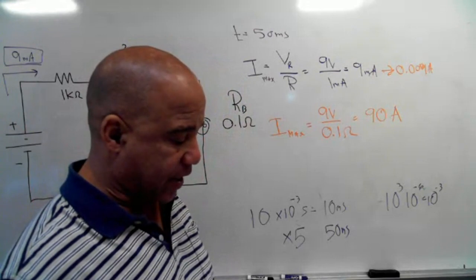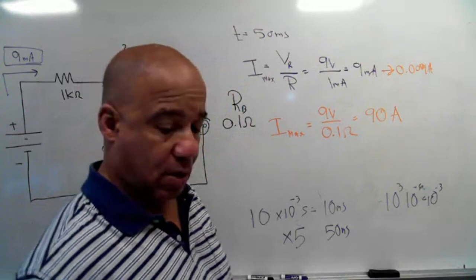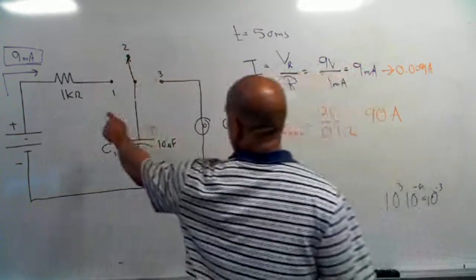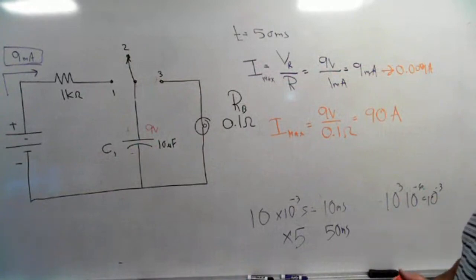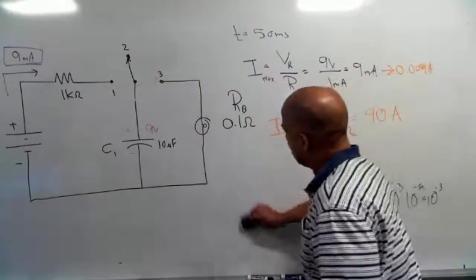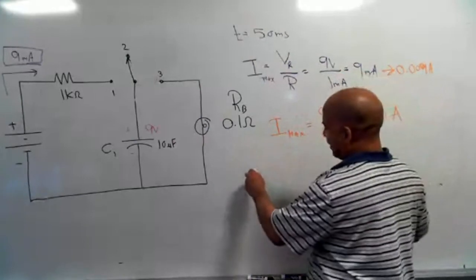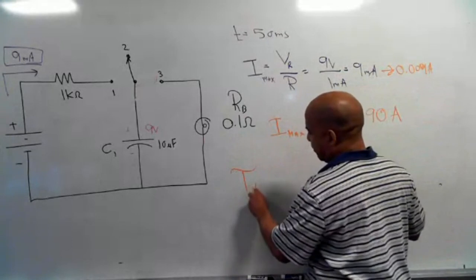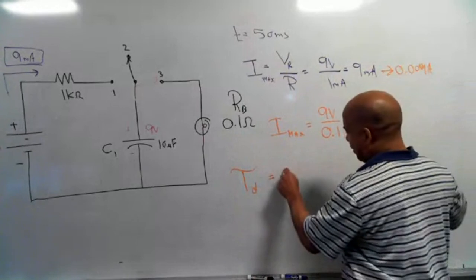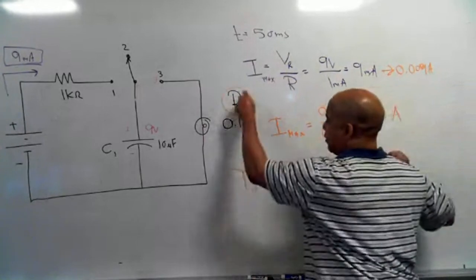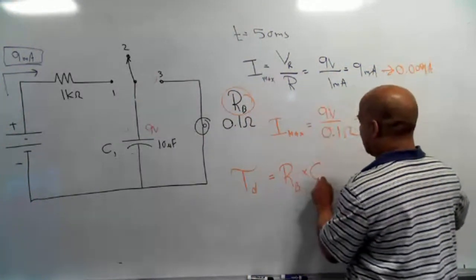How long will it take, in seconds, for C1 to fully charge? Well, remember before, when I was in position 1, it took 10 milliseconds for tau, 50 milliseconds to fully charge. They want to know how long it will take the capacitor to fully discharge. So I have to find tau again, but this time we'll call it TD for tau discharge. Again, it's going to be R, but this time the R I'm going to use is that one, the resistance of the bulb, times the value of the capacitor.